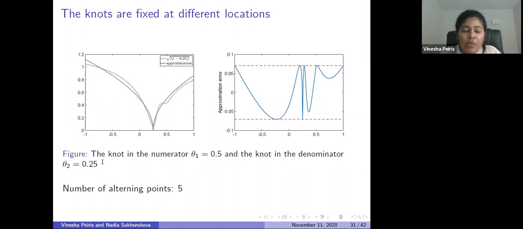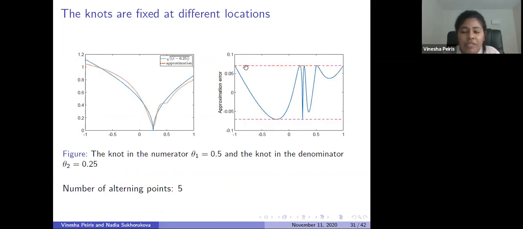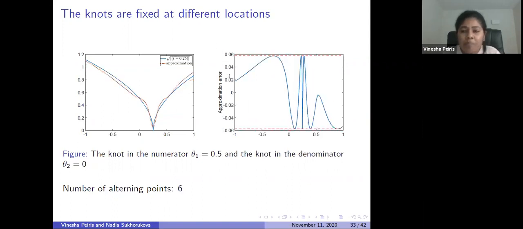And now if we fix the knot in the denominator at 0.25, and if we move the knot in the numerator to 0.5, we only get 5 alternating points. And if we move this knot even further to 0, we get 7 alternating points. But again, we have another peak here which is ready to come down, and the maximum deviation is not very different. It is somewhere around 0.06 for both cases.